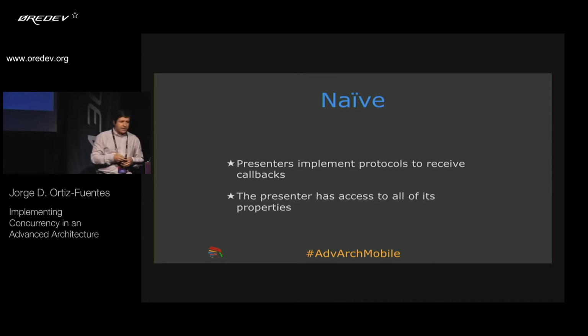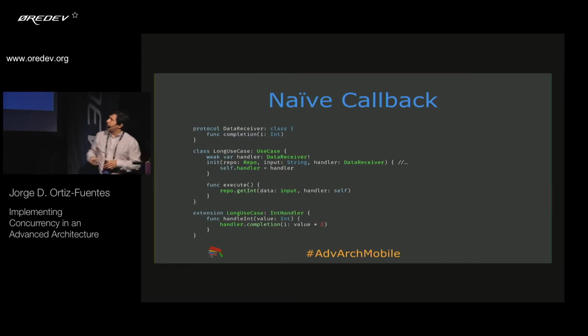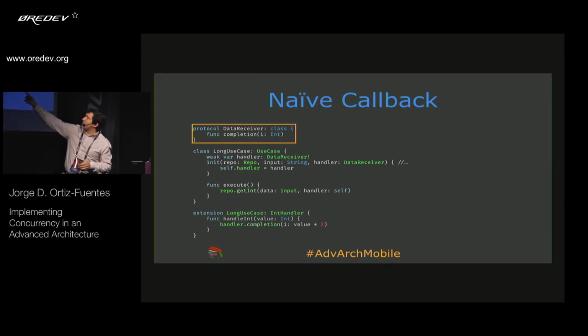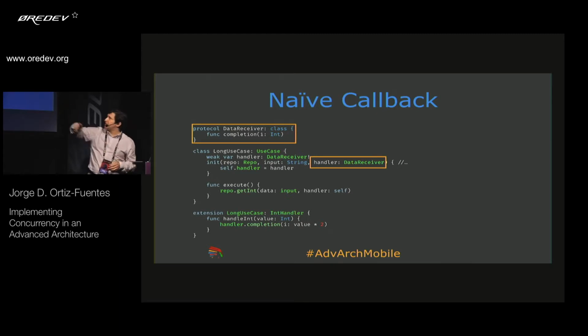So let's see a snippet of code here. Here, I have the protocol that I'm going to use in the presenter, which defines just one method. In this case, the invocation to the use case is going to return an integer. This is for simplicity. It could be any kind of data that you wish, but in this case, it's an integer. And here I have a use case. The use case has all the logic inside of this execute method. What I'm going to do is pass from the presenter to the use case a reference to the presenter that is implementing that protocol.